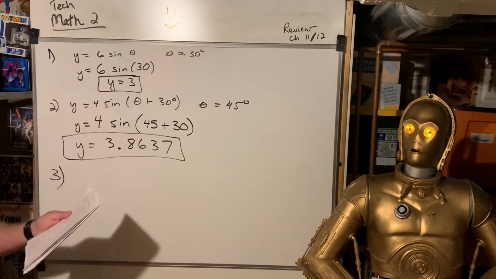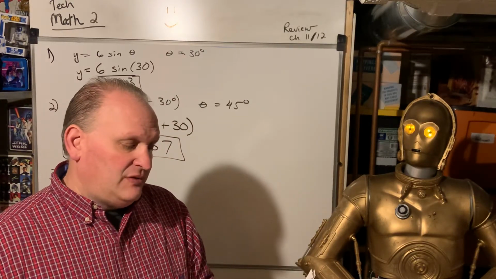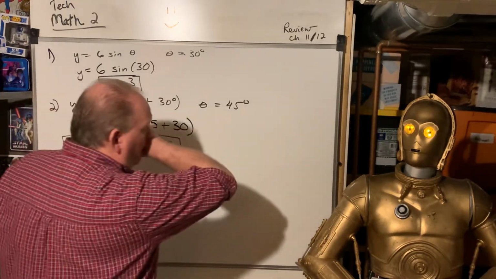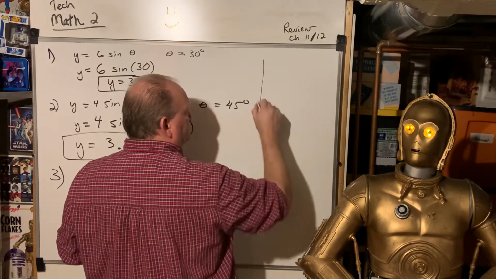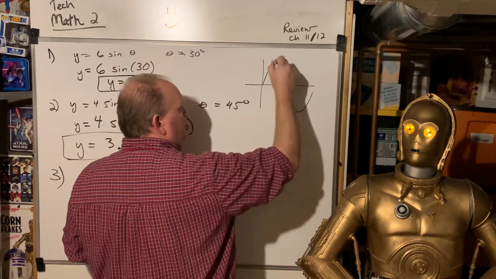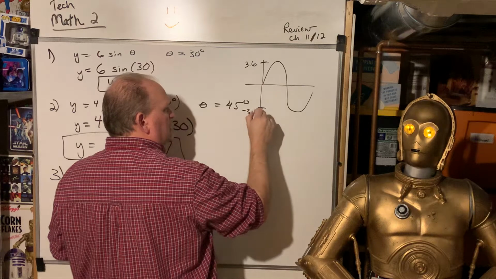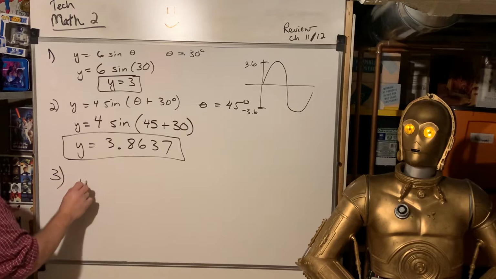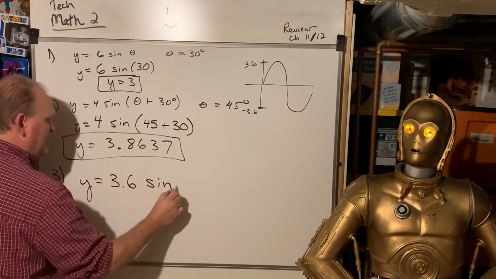Using y and theta, write an equation of the fundamental sine wave whose amplitude is 3.6. So the amplitude, excuse me, is how high up it goes from x and how far down it goes from x. So if it's got an amplitude of 3.6, it would be all the way up to 3.6 and all the way down to negative 3.6. They didn't want you to graph it though, they just wanted you to give the equation. So it's y equals 3.6 sine theta.